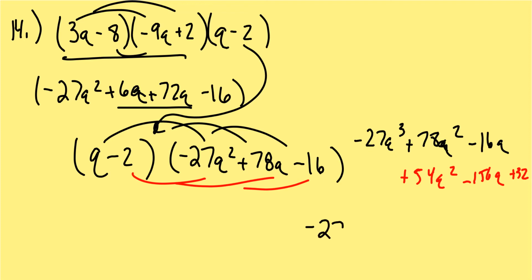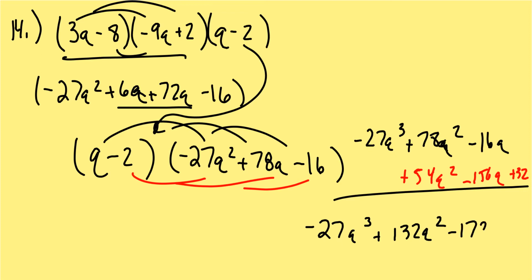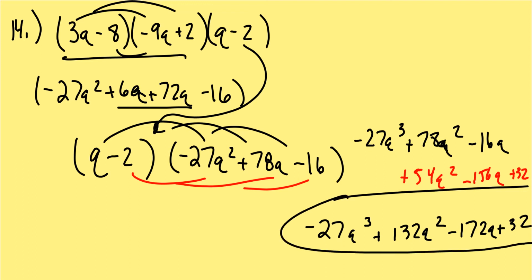I get minus 27q cubed. 78 and 54 is plus 132q squared. Minus 16 minus 156 is minus 172q plus 32. And that's it for 14.